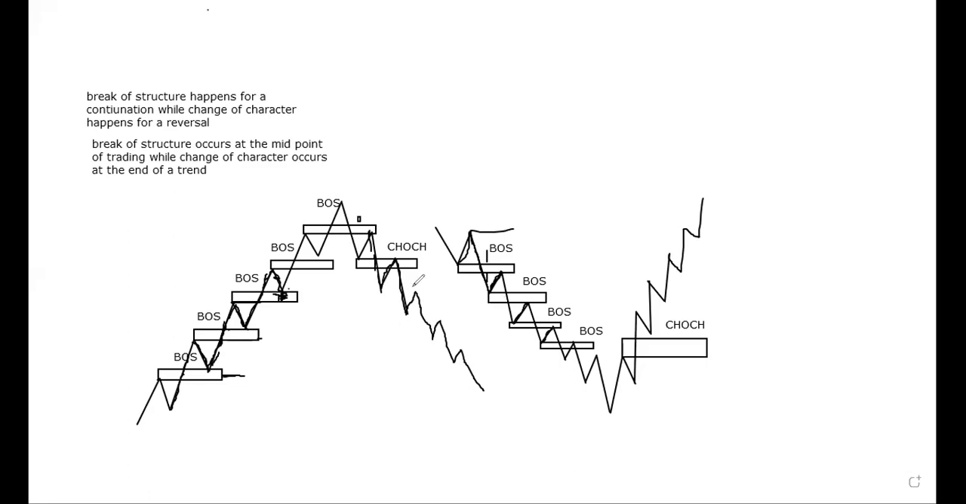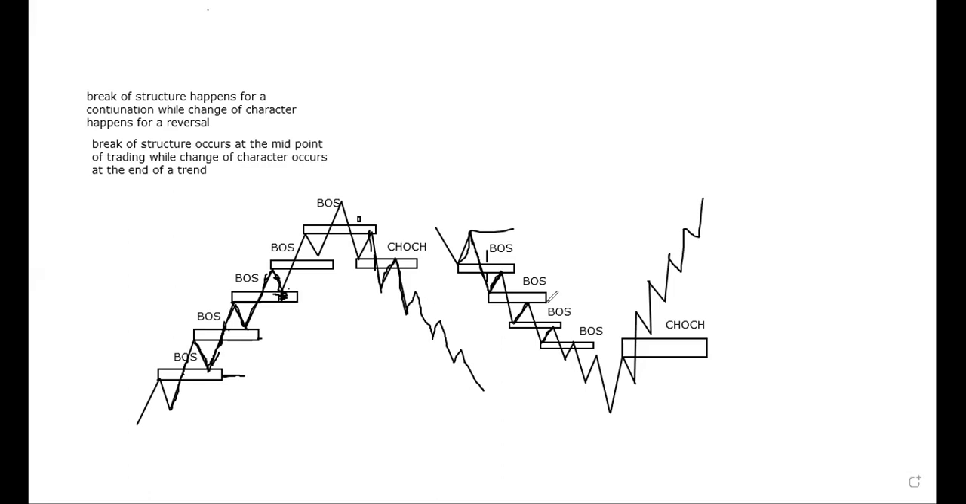Reversal. A break of structure can occur at the mid-level of a trend, and it will only give you an opportunity to buy in the same direction. But you don't want to just buy like that. You want to buy at a discount price and sell at a premium price. I get what I'm saying.